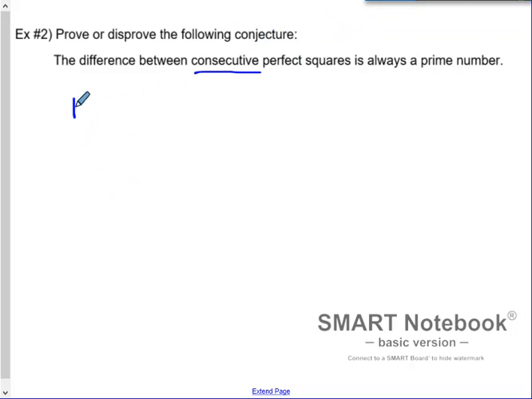1 squared is 1. 2 squared would be 4. 3 squared is 9. 4 squared is 16. 5 squared is 25. And we're going to start checking, seeing if the difference between them, so difference is subtraction, is going to always be a prime number. So taking a look here. The difference between 1 and 4 is 4 minus 1, and that's 3. Okay, 3 is a prime number, working so far.